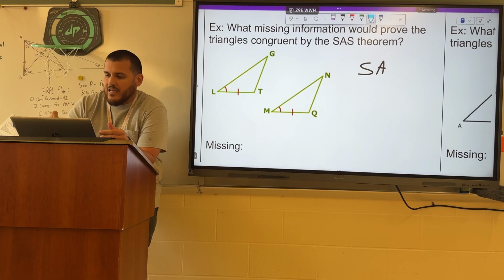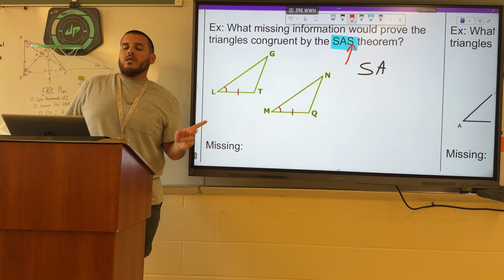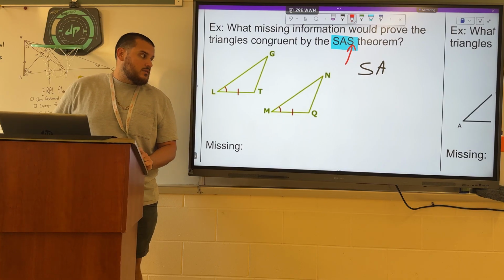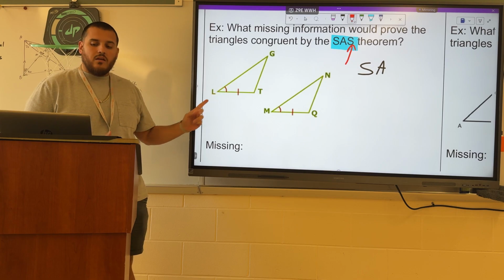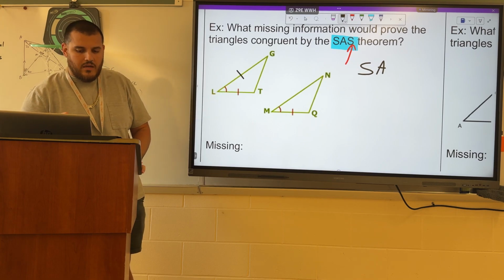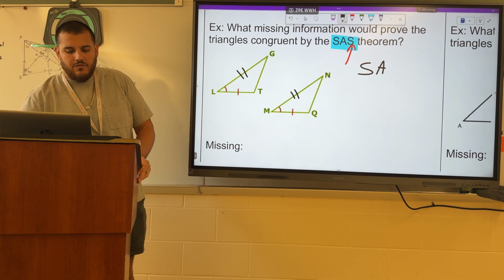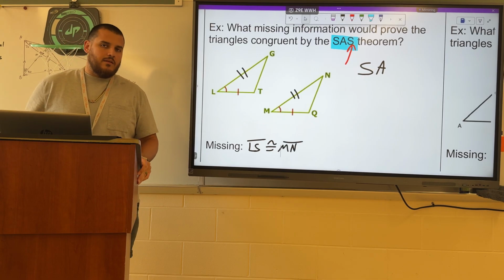Because we need the side angle side theorem, what's missing is a second pair of sides. And remember, for this theorem, we need the angle to be included. It needs to be in between the sides. So if we look at this triangle, the side to mark that would sandwich the angle in between would be this side. And for this triangle, the side to mark would be MN. Therefore, the missing piece of information would be segment LS needs to be congruent to segment MN.